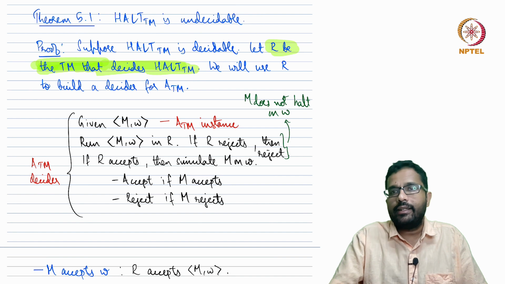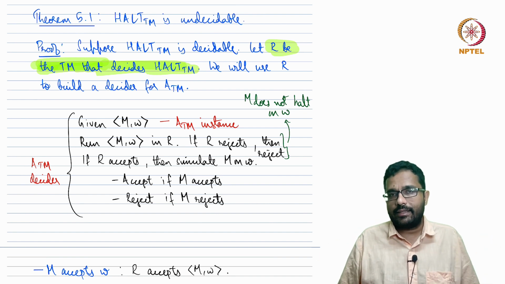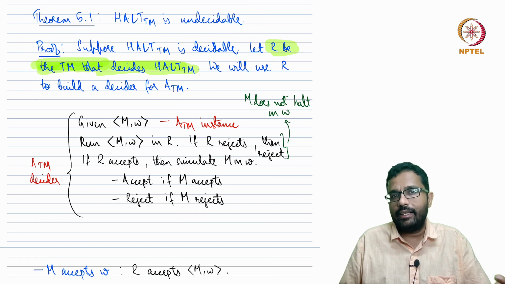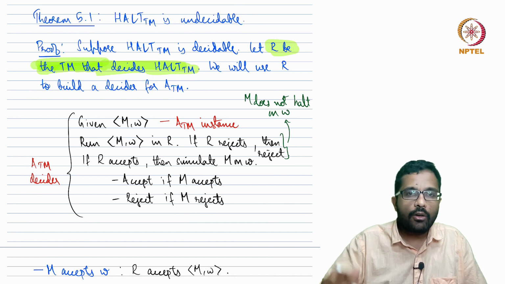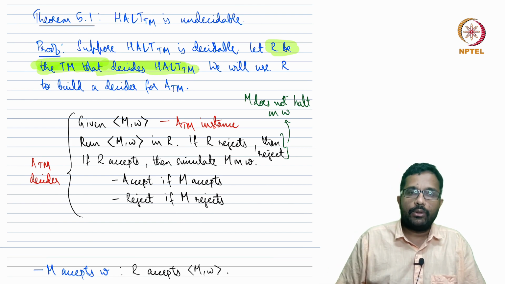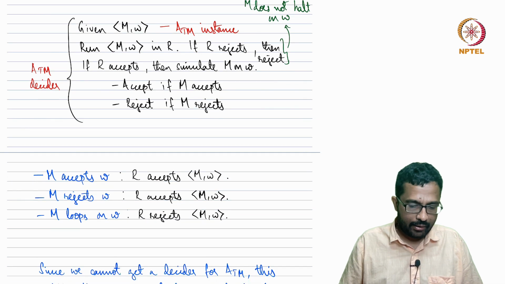on W, and then if M does not halt, it does not accept. So then we can reject the instance. So we know that M does not accept W, so then we can reject. Even in ATM we can reject. If R accepts M comma W, which means M halts on W. So now we know M halts. So now we simply run M on W. So we accept if M accepts and reject if M rejects, right?